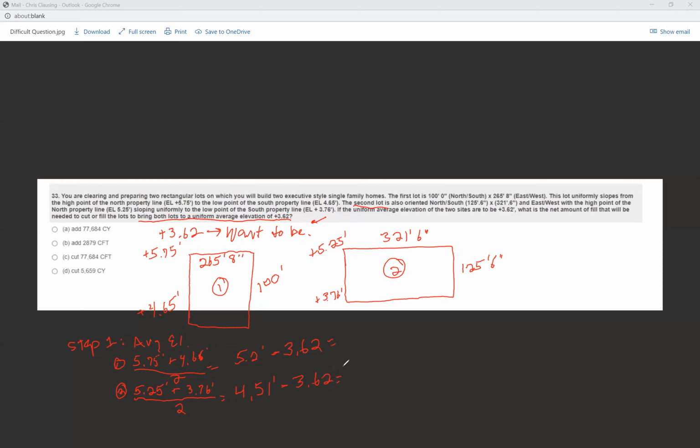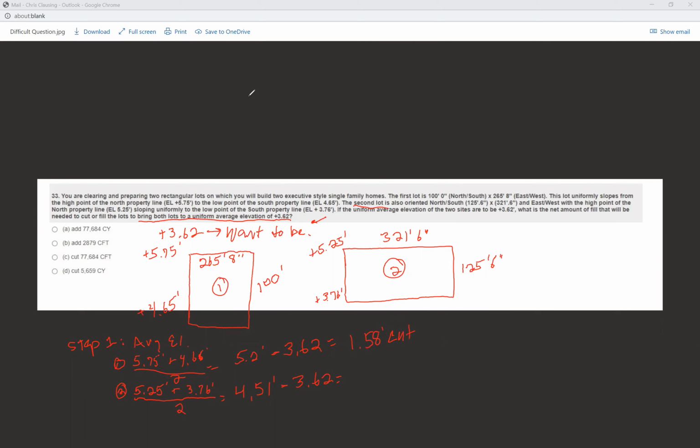3.62. So we know we're going to need to cut, right? Because we're too high on average on these lots. So 5.2 minus 3.62 is 1.58. So we know we have 1.58 feet of cut for lot 1, right?